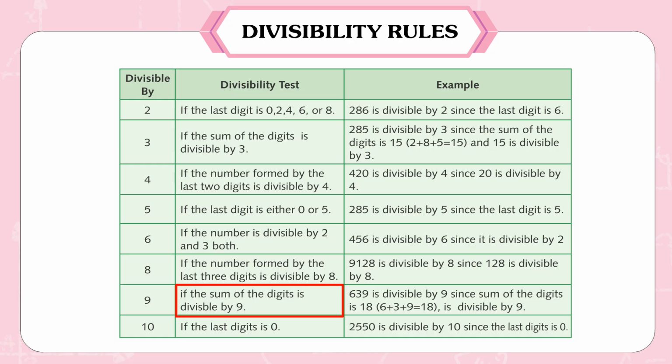9: If the sum of the digits is divisible by 9. Example: 639 is divisible by 9 since the sum of the digits is 18 (6 plus 3 plus 9 is equal to 18), which is divisible by 9. 10: If the last digit is 0. Example: 2550 is divisible by 10 since the last digit is 0.